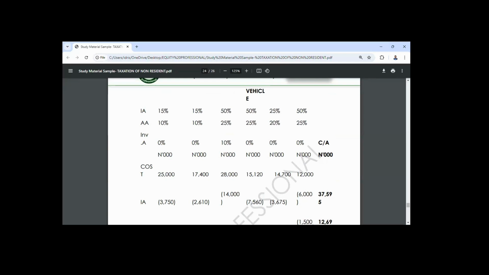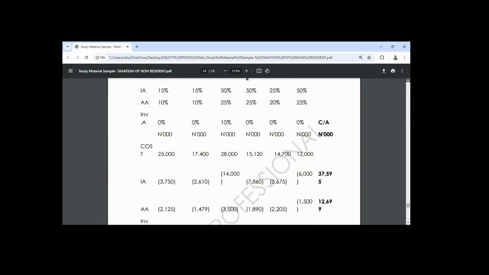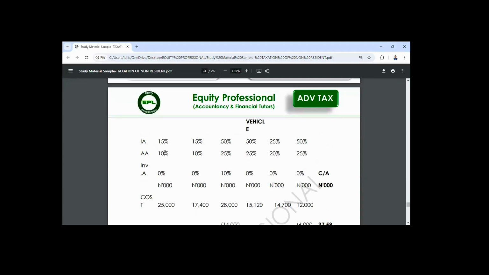If I want to get the annual allowance, AA, I will take the 25,000 cost minus initial allowance, divided by the number of years. This building is going to spend how many years? How do I know? If I want to know the number of years, 100% divided by 10, we are going to get 10 years. Building is going to spend 10 years. For plant and machinery, 100% divided by 25. That means plant and machinery will spend 4 years. For furniture and fittings, which is 20 annual, 100 divided by 20. That means furniture and fittings will spend 5 years.